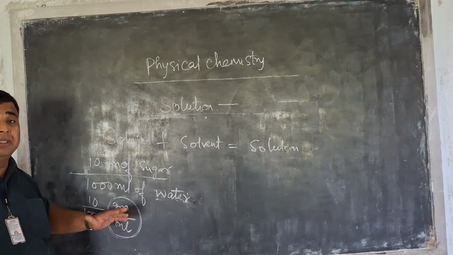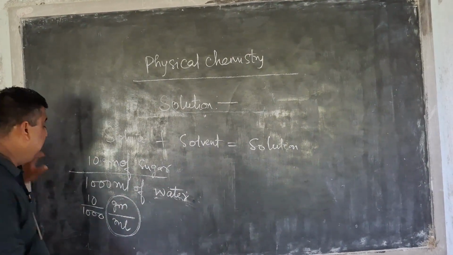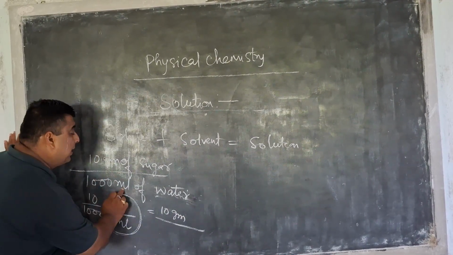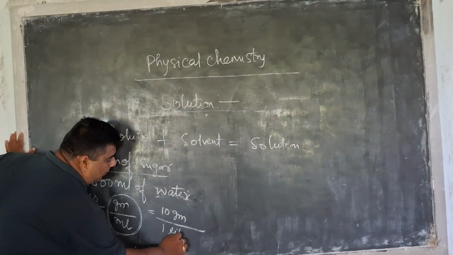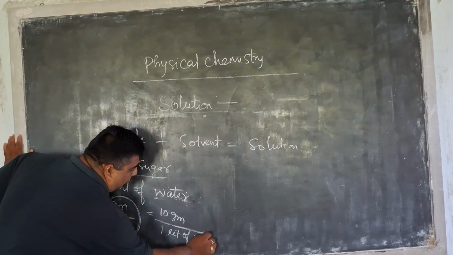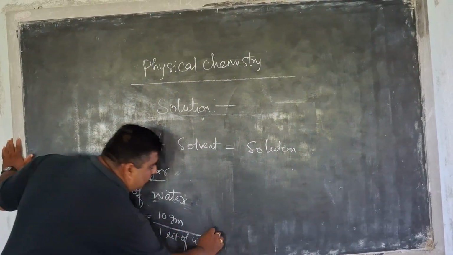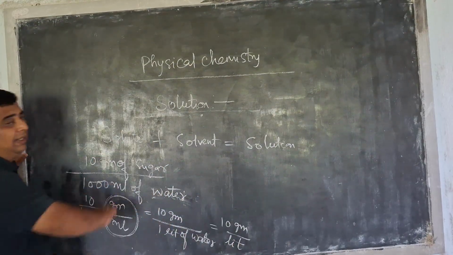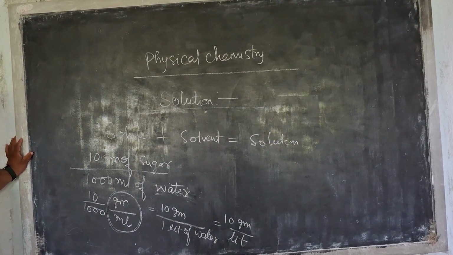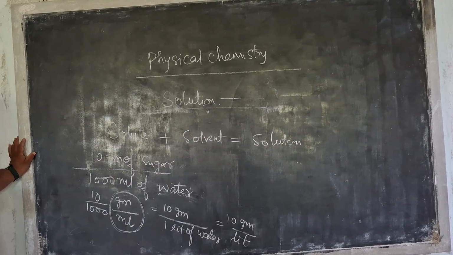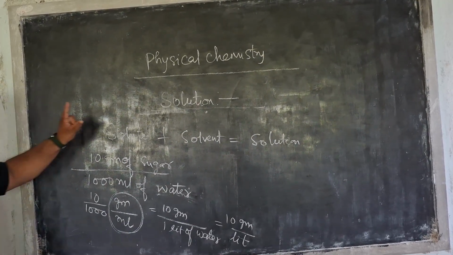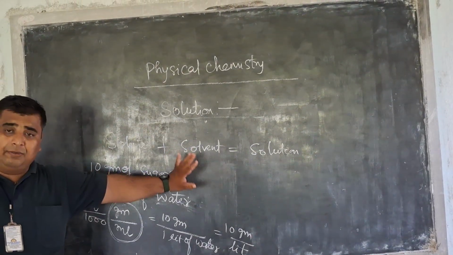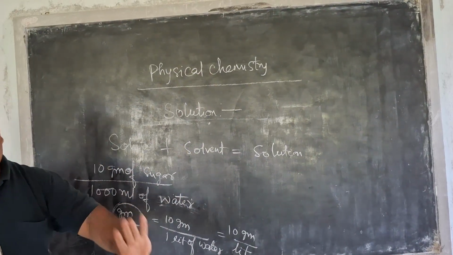If I go with a slightly higher unit, instead of 1000 ml of water, I can write 1 liter of water. So the solution concentration becomes 10 gram per what? Liter. Remember, are all of you understanding or not? I repeat. What is solution? Whenever solute is added to a solvent, it gives rise to a solution.